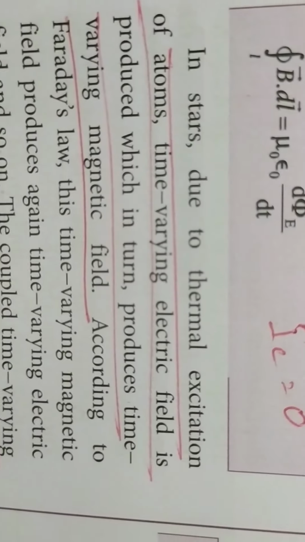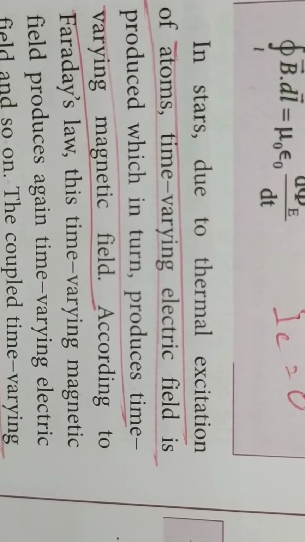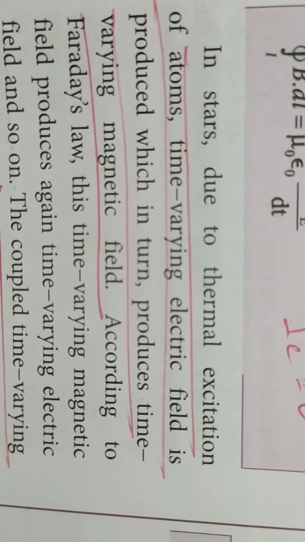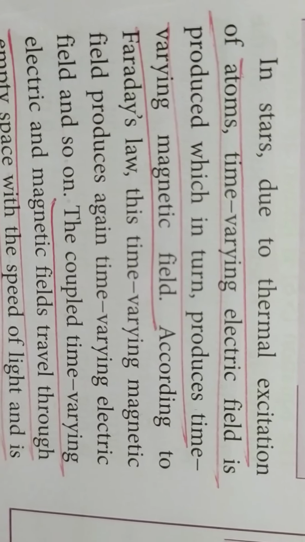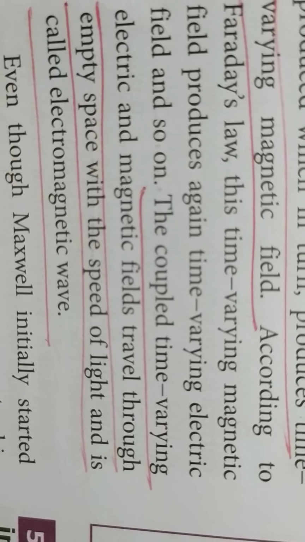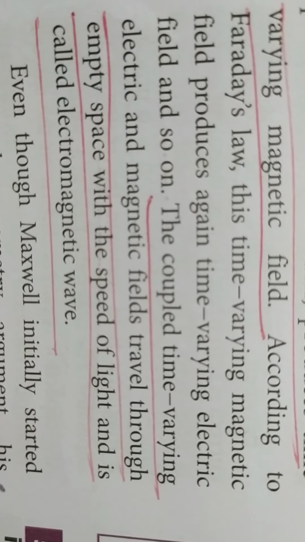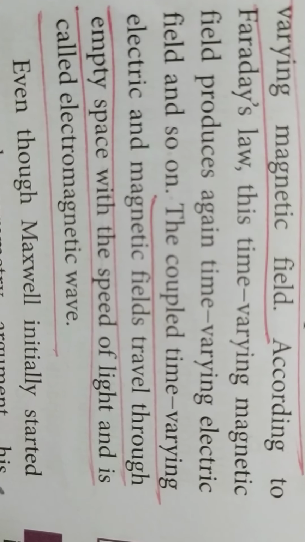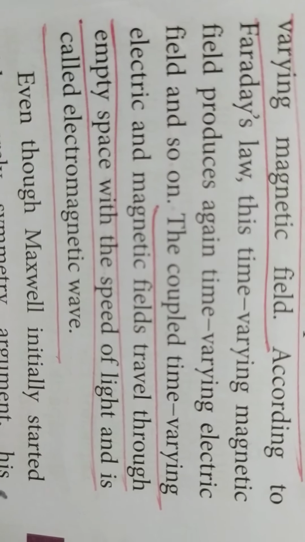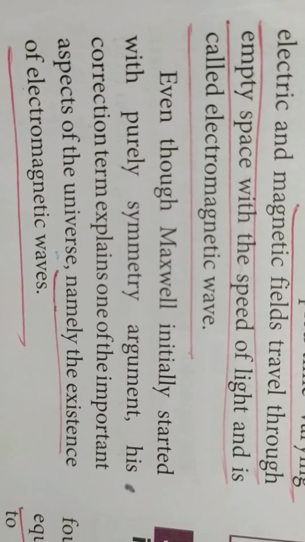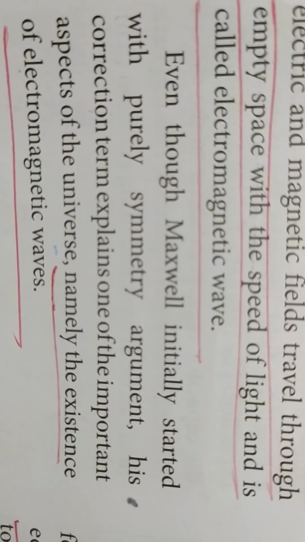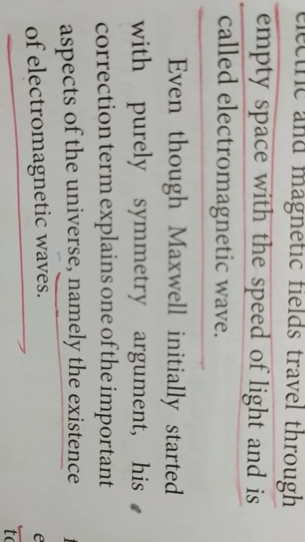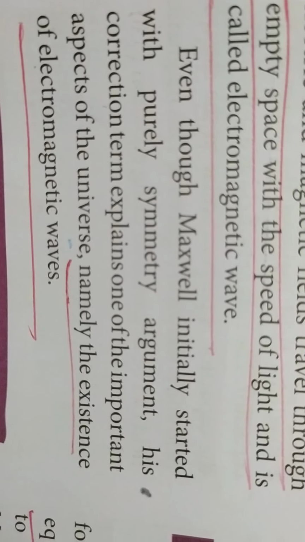e by dt. So when you see in stars, because of high temperature there will be a time varying electric field, and this in turn produces a time varying magnetic field. So there are two fields, electric field and magnetic field, they couple together and form an electromagnetic wave which moves with the speed of light. So there must be electromagnetic waves in space, and this Maxwell correction is very important for proving the existence of electromagnetic waves.